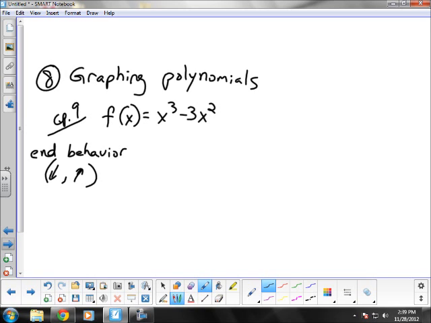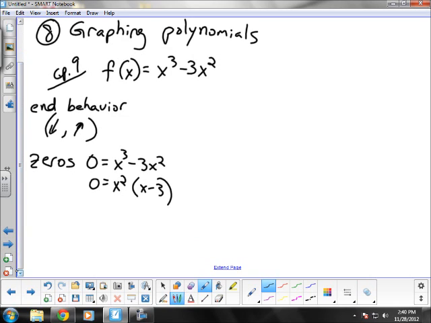Okay? The next thing we talked about was zeros, right? So if I want the zeros, I'm going to say 0 is equal to x to the third minus 3x squared. X squared factors out, and I'm left with x minus 3. Right? So x is equal to 0 with a multiplicity of 2, and x is equal to 3.